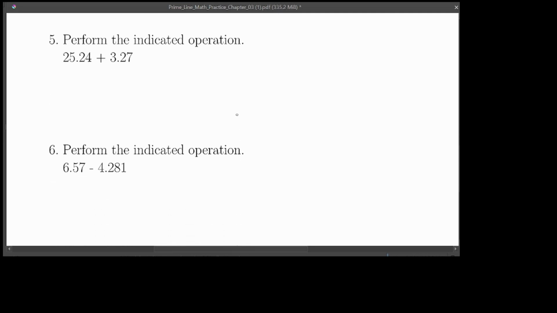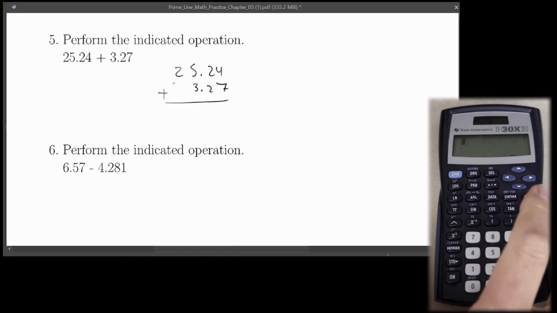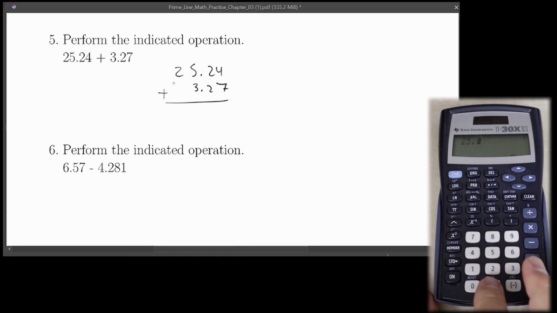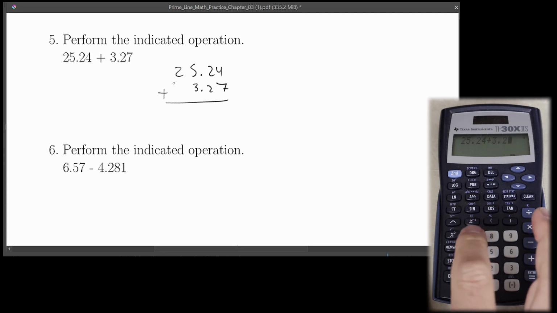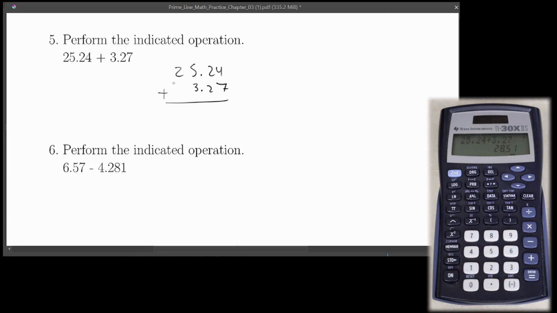With our operation, we can add these manually. You can rearrange these and line it up as 25.24 over 3.27 and use your regular algorithm. But we're going to use a calculator for our decimal values. So I'm going to type in 25.24, adding 3.27, equal to get my total, and I'm getting a grand total of 28.51.